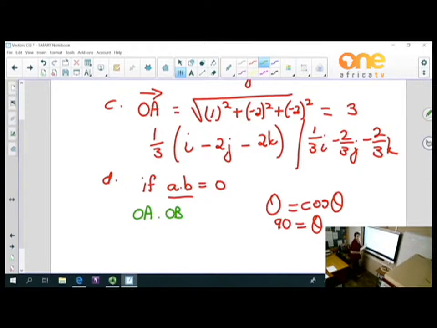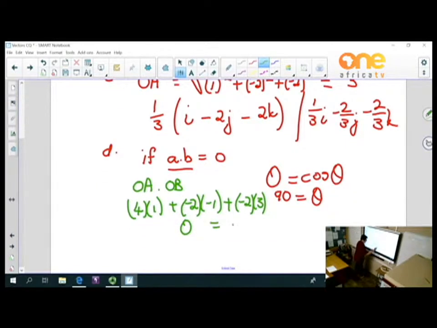So what is a dot b? It means i1 i2 plus j1 j2 plus k1 k2. And we can show there now that this is 0. Don't stop there. So 0 is equal to cosine theta. Conclude now that theta is 90 degrees. And then OA will be perpendicular to OB, because that was what you were actually supposed to show. So make the conclusion on that point there.